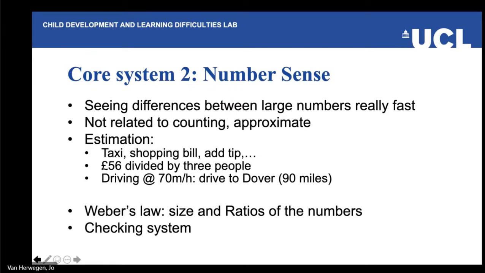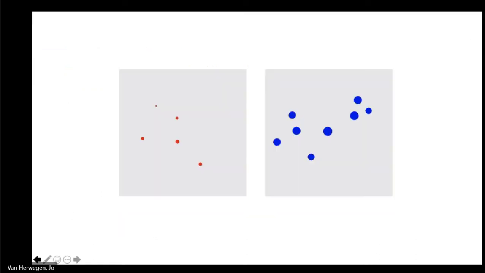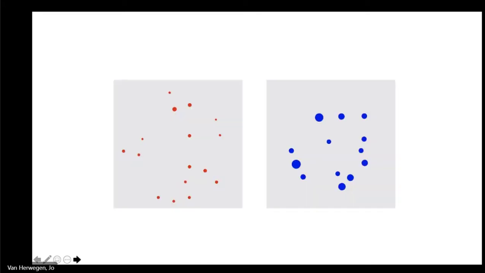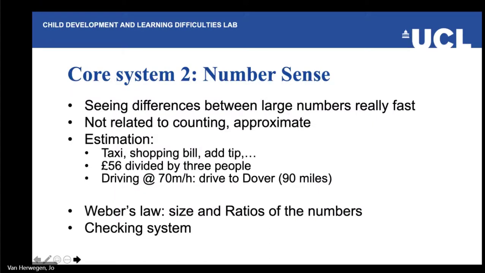Thank you for participating. So this is what we call estimation, and it's something, again, that 6-month-old infants have. And what you'll see is that this is sometimes easier and sometimes harder. And this is what we call core system 2 or number sense. You might have heard this already. So this ability, it's a cognitive ability, allows infants and young children and adults to see the difference between larger numbers really fast. It's not really related to counting because it's all about approximate estimation. And we actually use this a lot in our daily life.